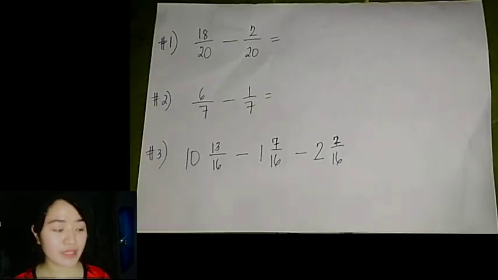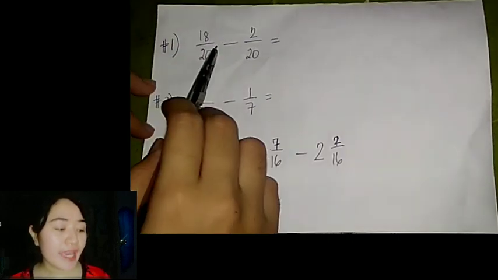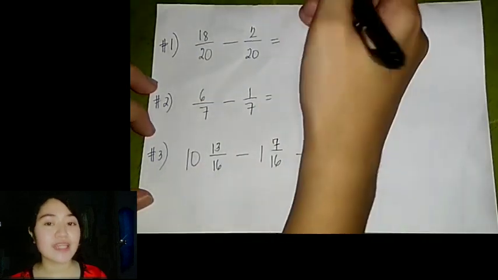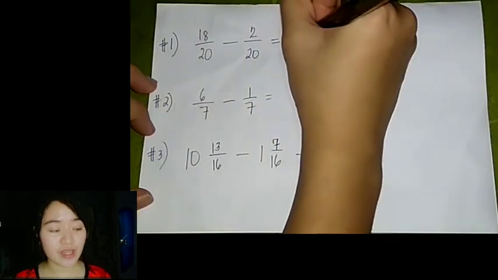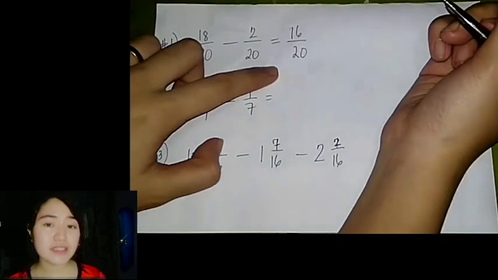Sa subtraction naman tayo. 18/20 minus 2/20. So, since subtraction na, ibig sabihin, isusubtract na natin yung numerators nila. 18 minus 2, that is 16. And then, over 20, since yun yung denominator nila. Then, mapapansin nyo, hindi pa yan naka-simplest form.